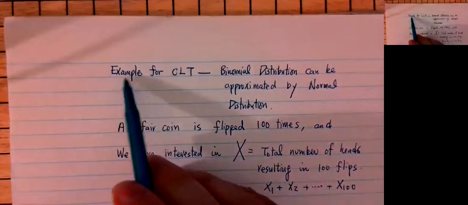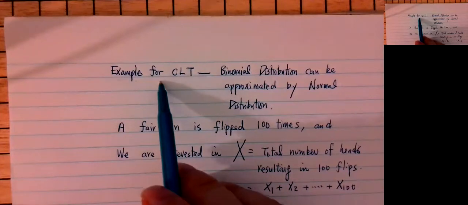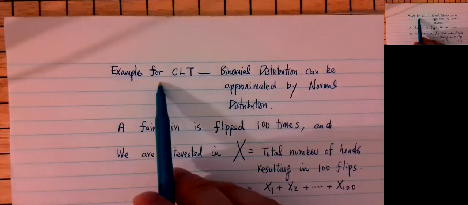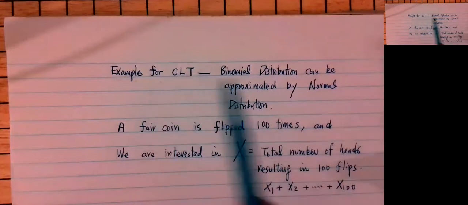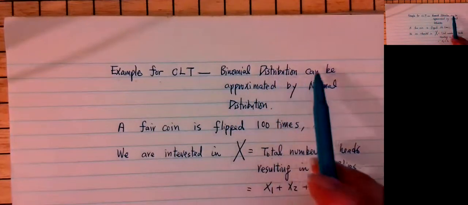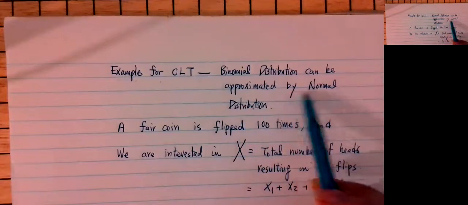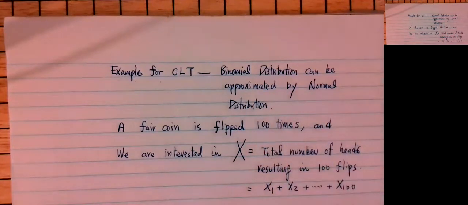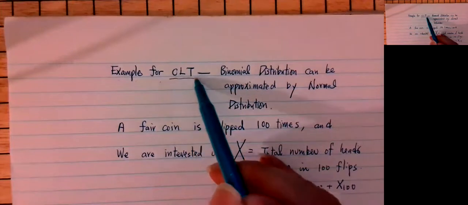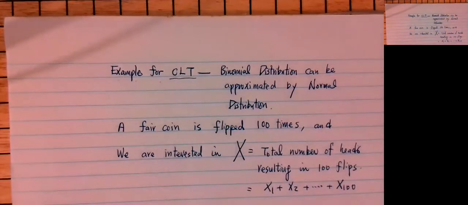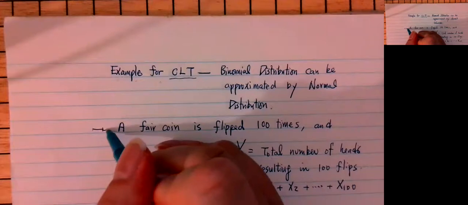Okay, in this example, I'm going to demonstrate that the binomial distribution can be approximated by what? Normal approximation. It can be approximated by the normal distribution. And this is also a special case of the central limit theorem, okay? And this is the given example.